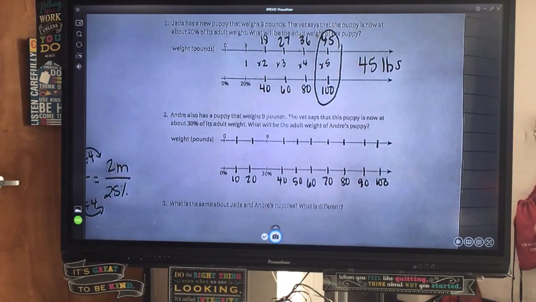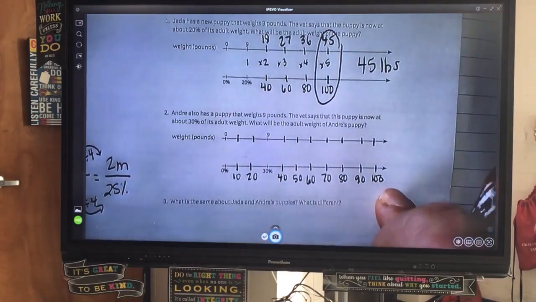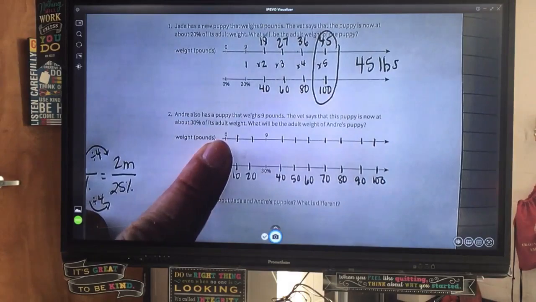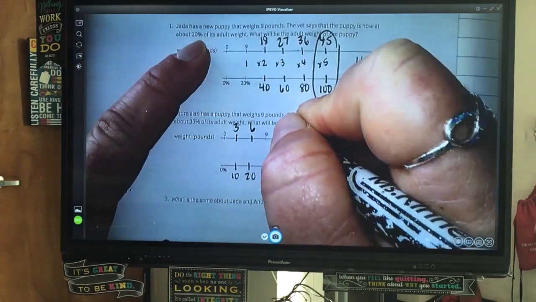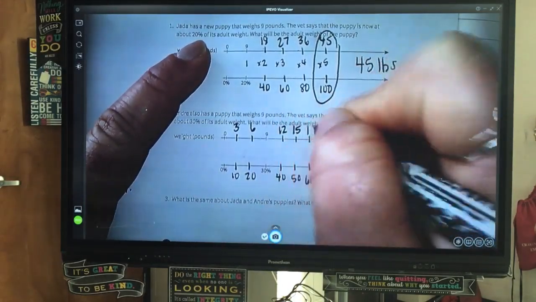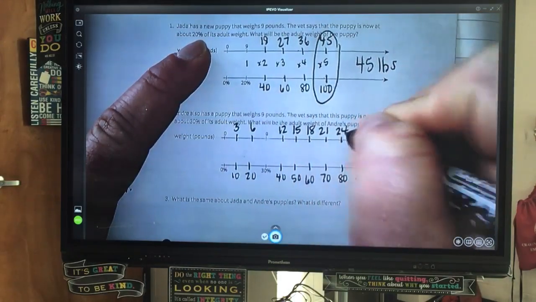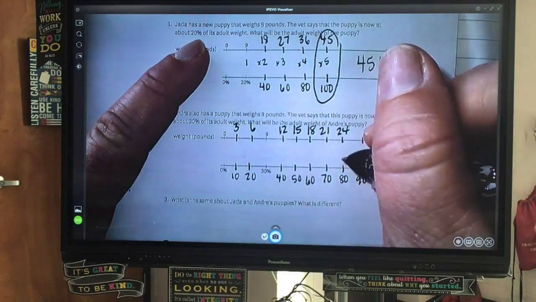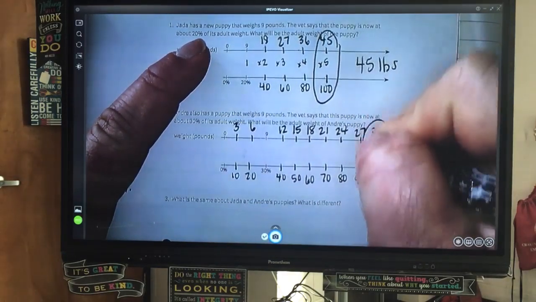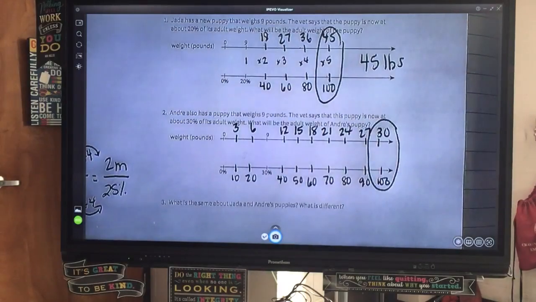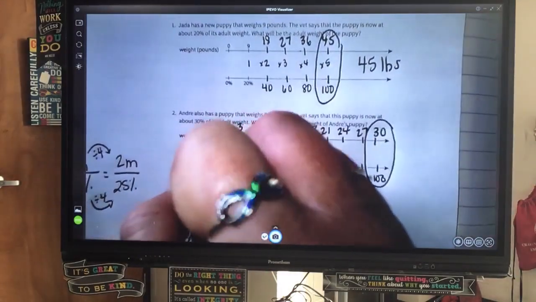All right, number 2. Andre also has a puppy that weighs 9 pounds. The vet says the puppy is now at about 30% of its adult weight. What will the weight of Andre's puppy be? Again, we're increasing by 10 on the bottom. So help me fill out my top tick marks. Delilah? 3, yep. 6, yep. Then after that it'll be 12, yes, and 15, yep. 18, yep. 21, yep. 24, yep. 27, and then 30. Yes. And then again, you circle that last one at 100%. So the weight of Andre's dog should be 30 pounds.